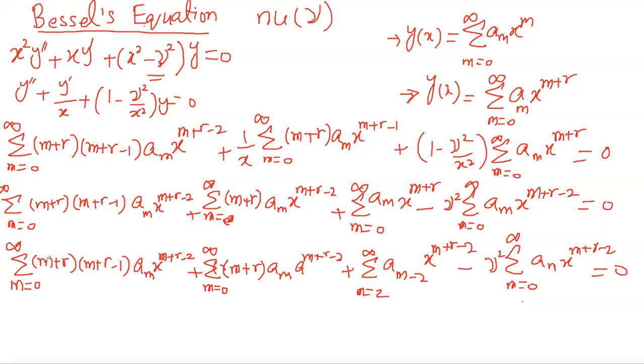So when m is equal to 0, it will be r, and then the next term will be r minus 1, and then it will be a_0, and it will be x power r minus 2, because m is equal to 0. And when m is equal to 1, then it will be (r plus 1) into r, and then a_1, and then power x power r minus 1. This will be plus a_1 x power r minus 1.